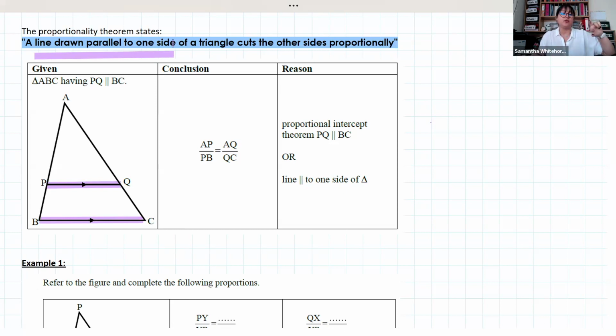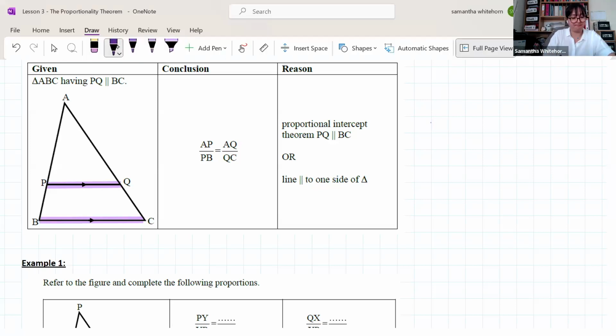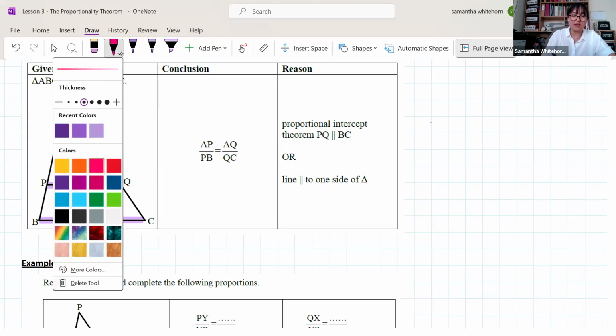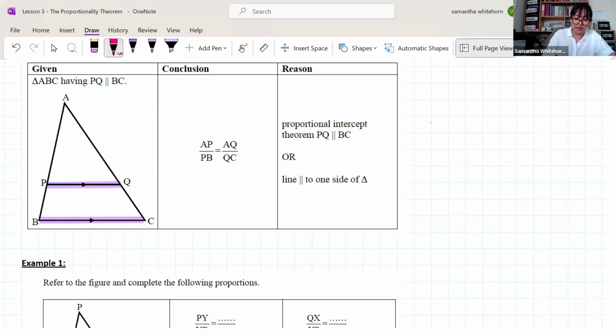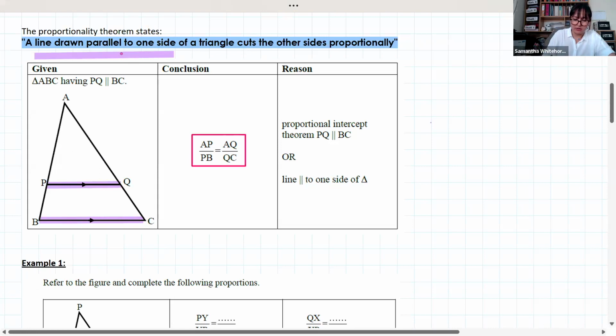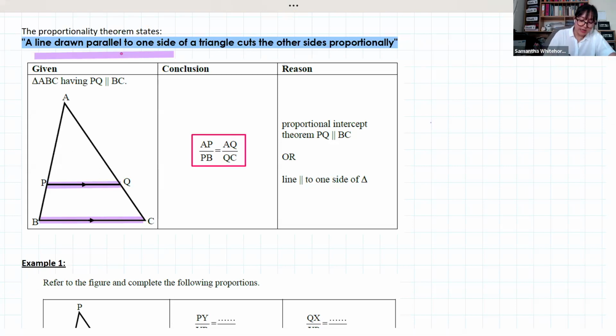So if you've got two parallel lines in your triangle, one of them being one of the sides of your triangle, what you are then able to say is that the two sides that the line you've drawn goes through are cut proportionally. I'll try that again. This line PQ cuts the side AB at P and cuts the side AC at Q, but it cuts it in proportion. So whatever the ratio of AP to PB is, it is exactly the same as the ratio of AQ to QC.